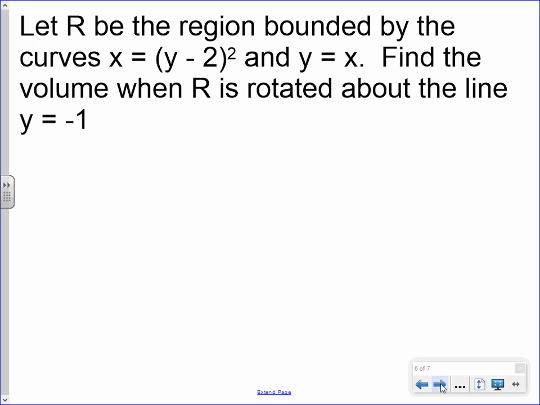x equals y minus 2 squared and x equals y equals x. Same difference. We're going to rotate it about the line y equals -1. Your job for me is to draw a picture. Don't reference your calculator, draw a picture on your own.